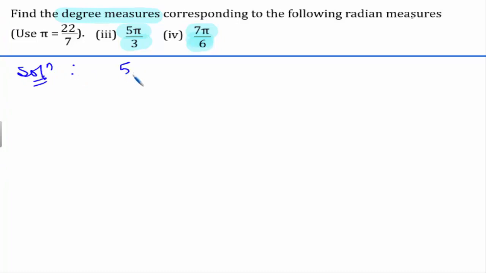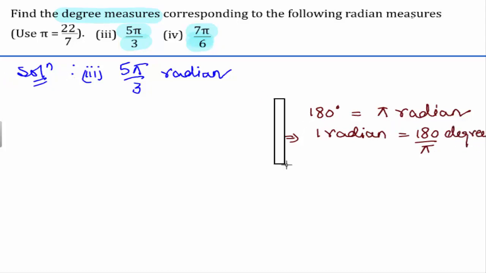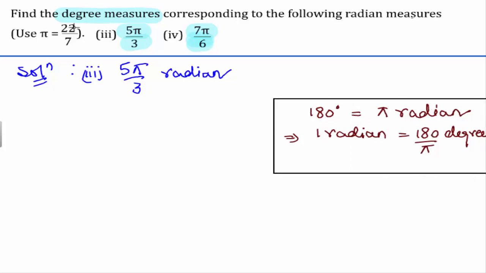And the first one is 5 pi upon 3 radian. Now, we know that 180 degrees is equal to pi radian. So this implies that 1 radian is equal to 180 divided by pi degree. So we will be using this to find the degree measure of 5 pi upon 3 radian.